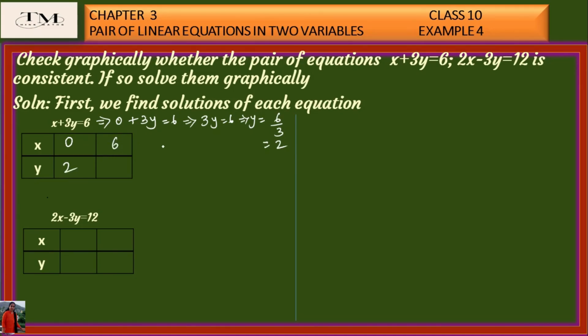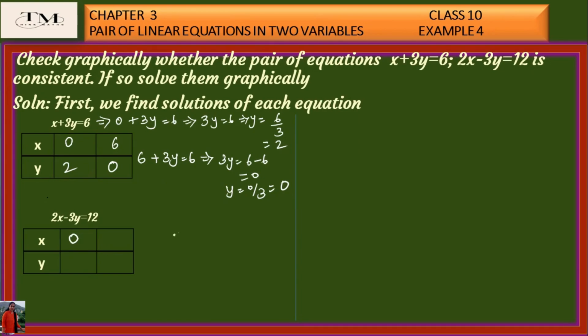Next I am going to substitute x is equal to 6. So instead of x, we write 6. So 6 plus 3y equal to 6. This implies 3y will be equal to 6, and when it comes to the RHS, it will be minus 6, which is equal to 0. So y will be equal to 0 divided by 3, which is equal to 0. So when x equal to 6, y is equal to 0.